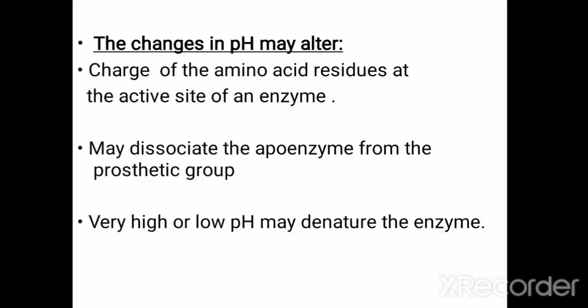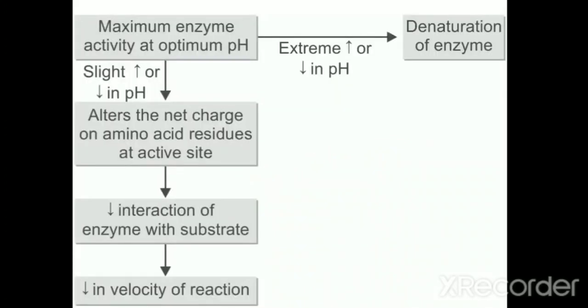So that will reduce the interaction between this enzyme molecule and the substrate. Whenever there is a slight change in pH, that will alter the net charge on the amino acid residues at the active site. So that will reduce the interaction of the enzyme molecule with the substrate, and that will reduce the enzyme velocity. Whenever there is an extreme change in pH, that will denature the enzyme molecule.